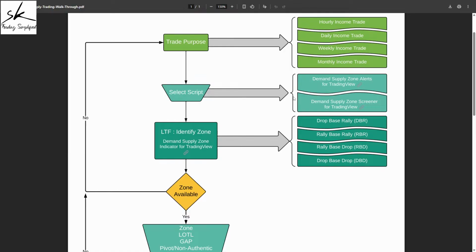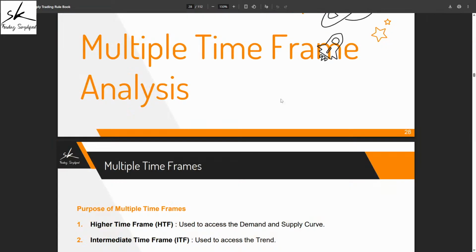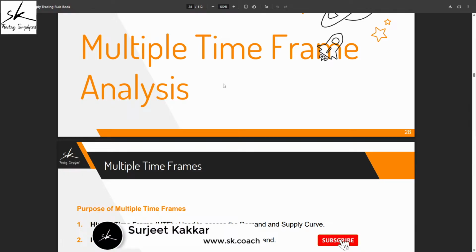Now, once I have selected my purpose of trade, what is going to happen? From the rule book, I'll get to know what time frames I should be using. So if you go to page number 28 in the rule book, we start with the topic, which is multiple time frame analysis, because demand supply methodology is not based on a single time frame. Demand supply methodology is based on multiple time frame analysis.